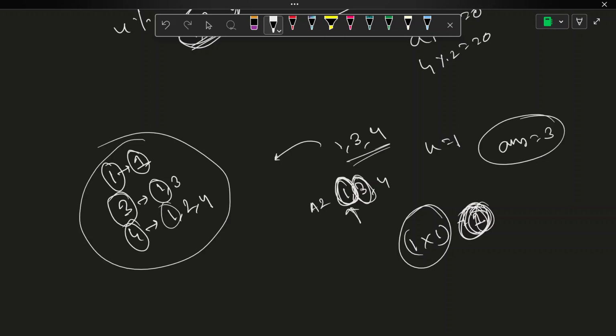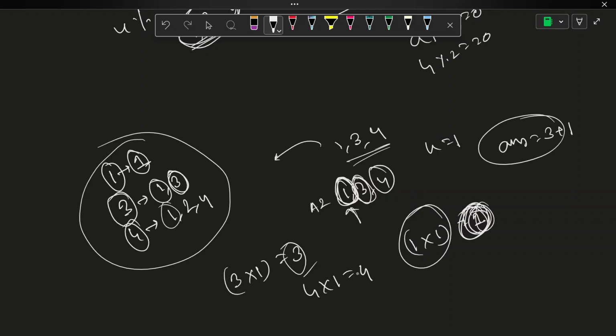Now come to 3. So 3 times k, initially 3. How many numbers will be divisible by 3? How many numbers have 3 as a factor? Those will contribute. Here I see that only one number has 3 as a factor, so it will contribute and the answer will be plus 1. Now I'll come to 4: 4 times 1, it will be 4.